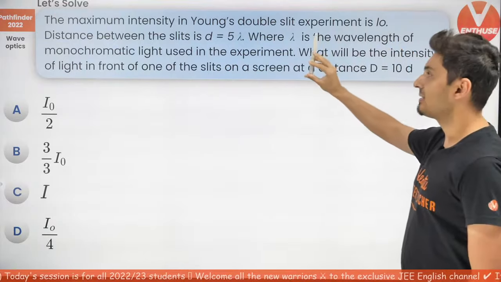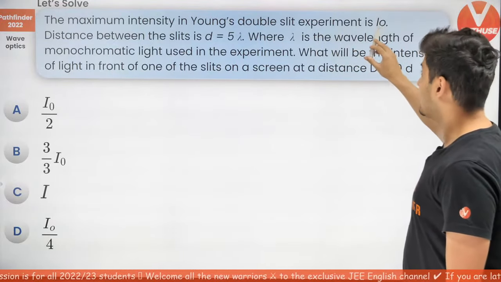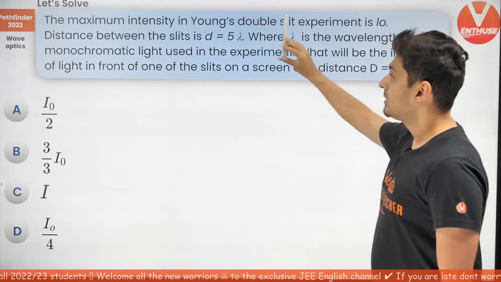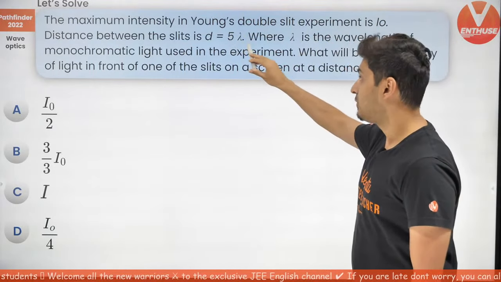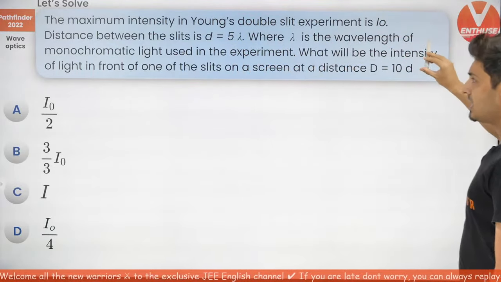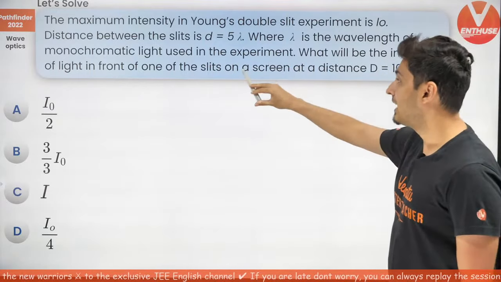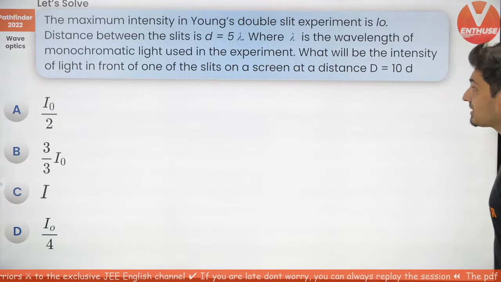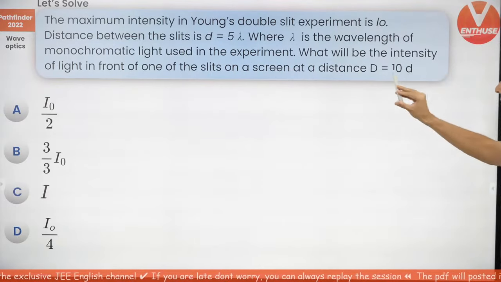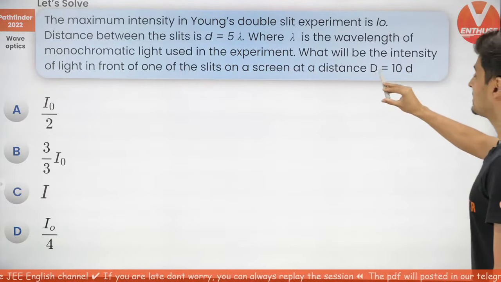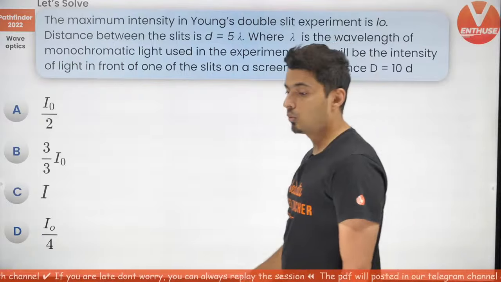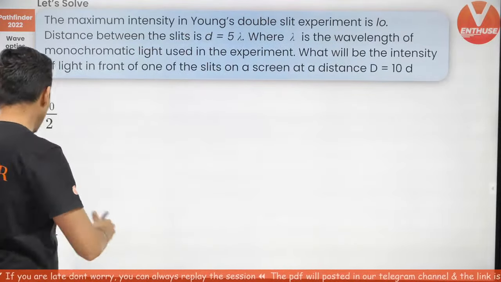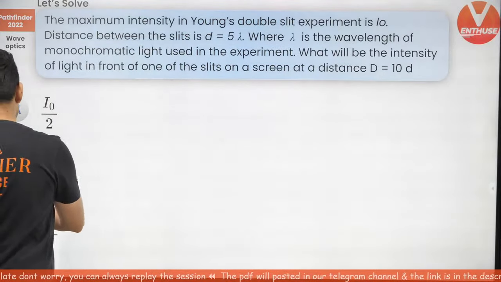So you have a YDSE setup, and the maximum intensity is I0. The distance between the slits is 5 lambda. Wavelength is given. What will be the intensity of light in front of one of the slits on the screen, where the screen distance is 10D? Wow, what a beautiful question. Yes, this is like an advanced level question, you can see.